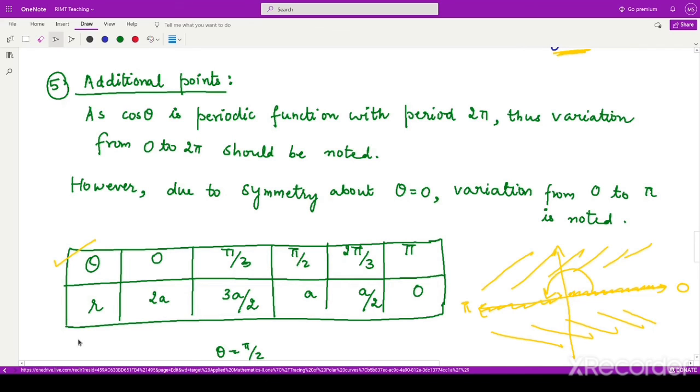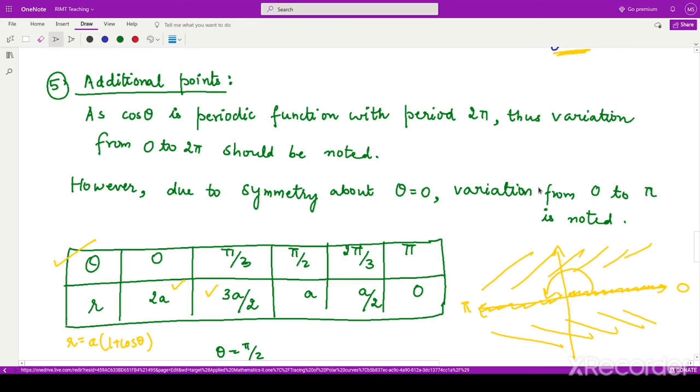We know what r is. r is a into 1 plus cos theta. So how can you obtain r? You just substitute the value of theta here. Cos of 0 is 1, so you have r as 2a. Again, you put theta as pi by 3, cos pi by 3, and calculate the value of r. r comes out to be 3a by 2, and so on. So you can very easily create this table. Now once you have the whole table, we are ready to draw the graph.